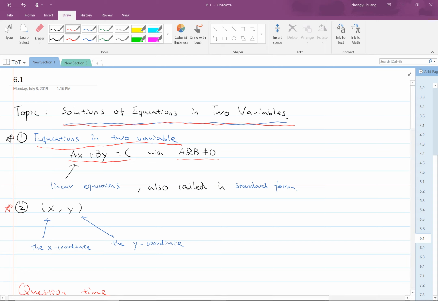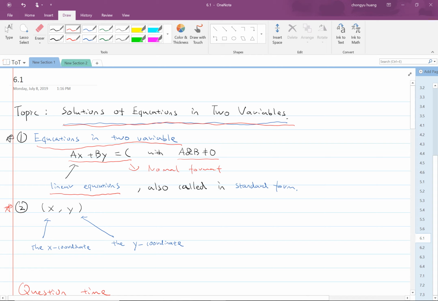Whenever you're thinking about an equation in two variables, you're thinking about ax plus by equal to c. This is the original format for an equation in two variables, and we say this equation is a linear equation.